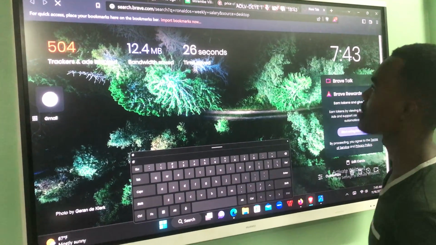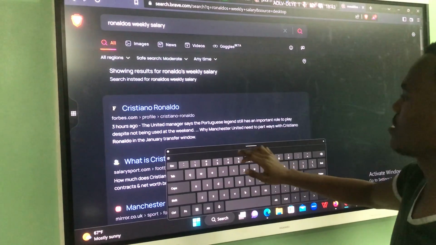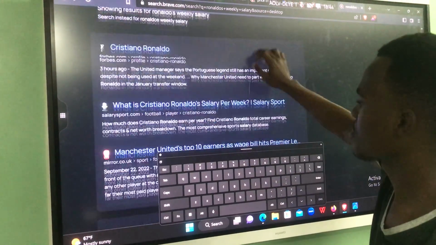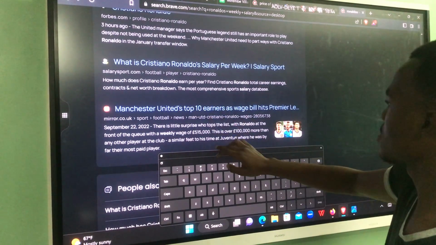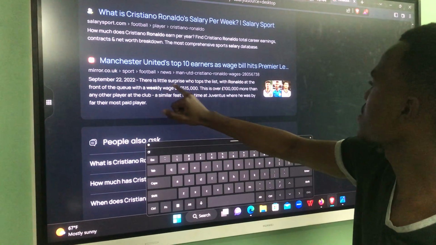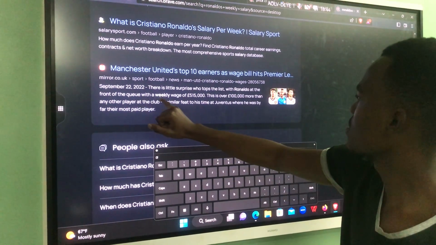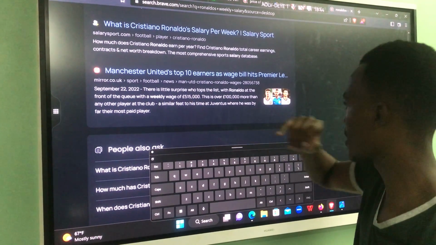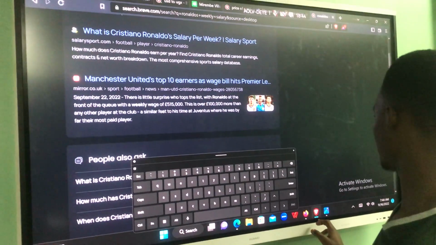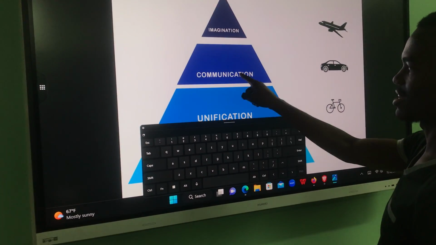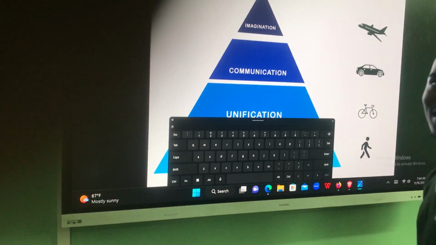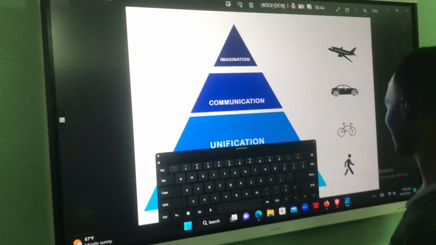I want to show you something quite fast. Cristiano Ronaldo's weekly salary. Ronaldo tops at the front with a weekly wage of 500,000 euros, okay? Realize this person is at the communication level, and when he gets 500,000, you should not be surprised at all.